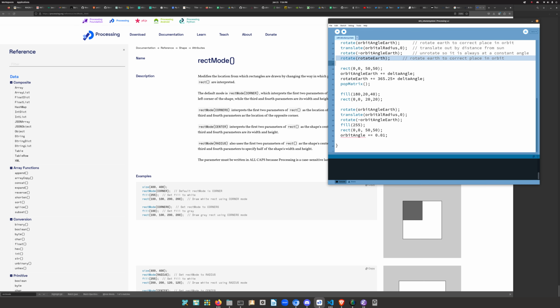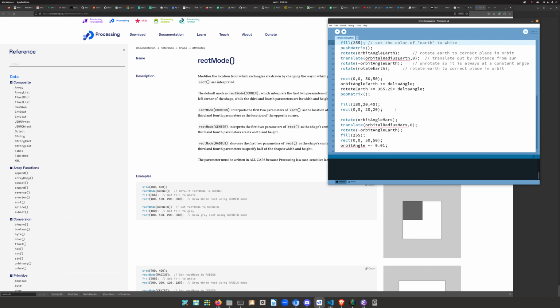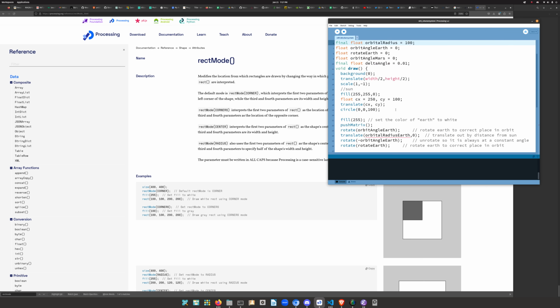All right, now to do Mars, we have to do exactly the same thing. So this becomes Mars. Okay, that's orbital radius Mars. Oops, this is orbital radius Earth. So where's orbital radius? Orbital radius Earth equals 100. Orbital angle Earth is 0. Rotate Earth is 0. Orbital angle Mars.